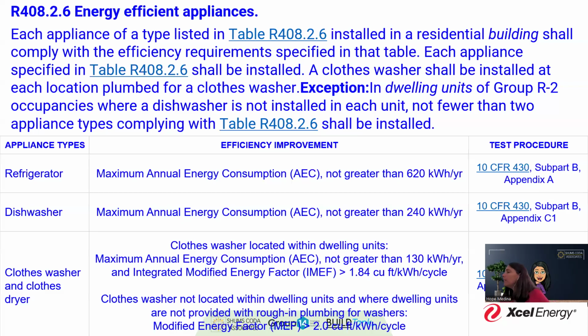Do they get 1 point for an appliance that meets the table? No, what they have to do is for each of these items, they would have to meet it. Each item that's going to be installed has to meet the requirement of this table. So the refrigerator, the dishwasher, the clothes washer, and dryer would have to meet the requirements to get those points. So I hope that helps.